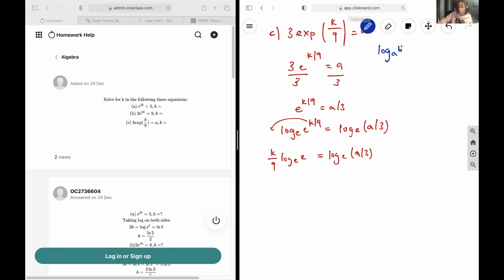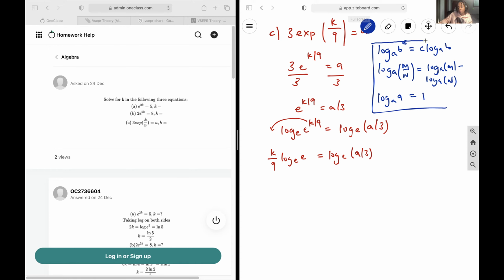So log a b to the power of c is equal to c log a b. Log a m over n is equal to log a m minus log a n. And lastly, log a a is equal to 1. These are the main ones that we're going to be using. Sorry, we have one additional one. I'm just going to place it here. Log e a is equal to ln of a.